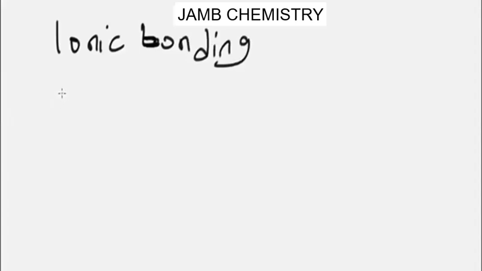Now, ionic bonding is simply a type of bonding that involves the transfer of electrons from an atom, usually metallic, to another atom, usually non-metallic. So ionic bonding basically occurs between a metal and a non-metal. So that's what you have to know.